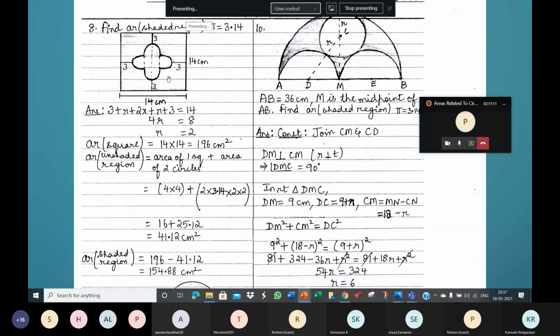Who can tell me how we compute the radius of the semicircles? Ma'am, by using the side of the smaller square, 3 by 2. The side of the smaller square is given, is it? This one? No, ma'am.